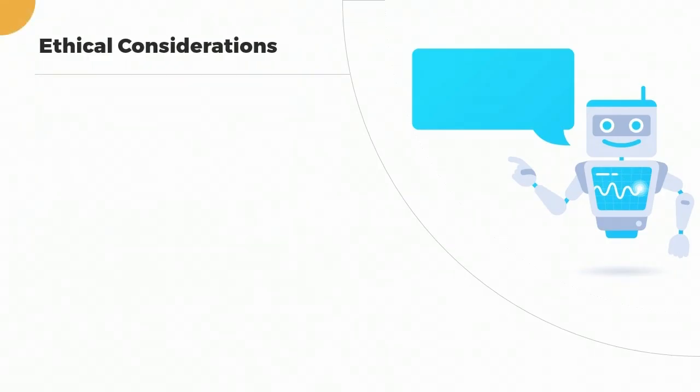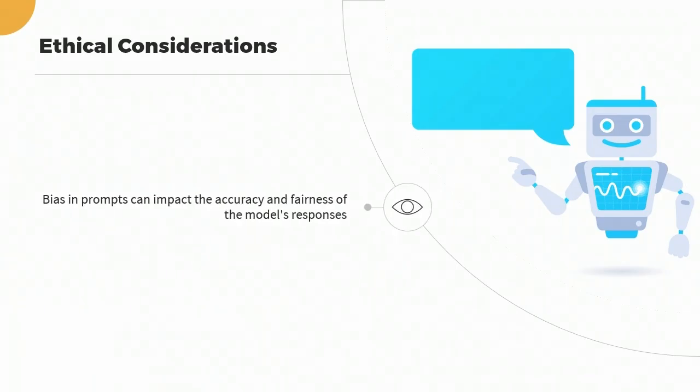While prompts can be helpful in improving the accuracy and usefulness of language models, there are ethical considerations that should be taken into account when using them. One ethical concern is bias in prompts, which can impact the accuracy and fairness of the model's responses. If prompts are chosen in a way that reflects existing biases or stereotypes, language models may perpetuate or even amplify these biases in the text they generate.